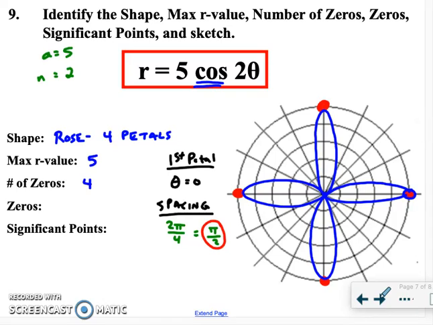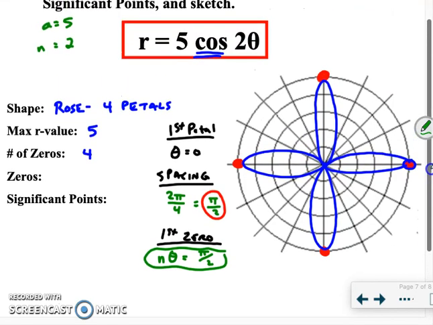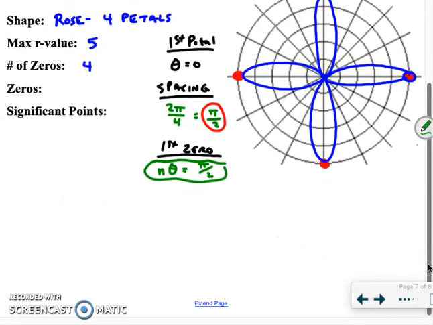Now actually finding the zeros, specifically the first zero, is where the hassle comes in with a cosine problem. And surprise, surprise, we use the same equation: n theta is equal to pi over 2. We claimed that n was 2, if I'm remembering correctly, yes. So 2 theta is equal to pi over 2, multiplying both sides by 1/2, theta is equal to pi over 4. So we found our first zero.